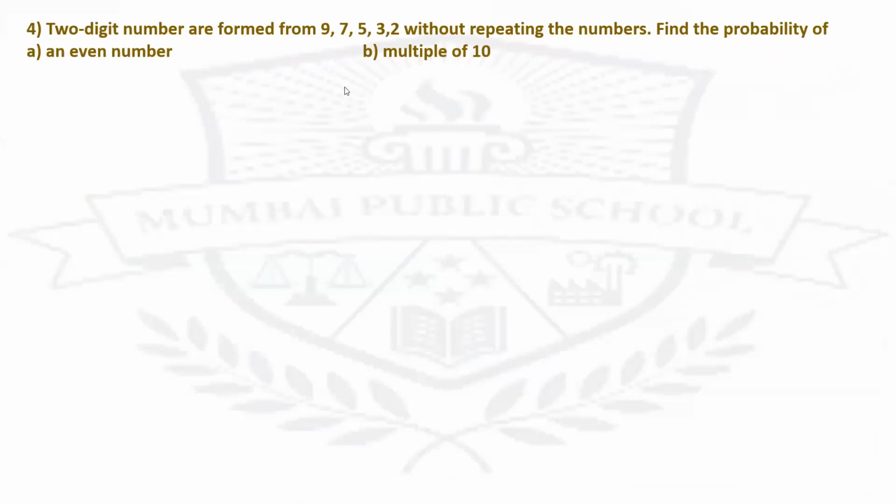The two-digit numbers are formed from 9, 7, 5, 3, 2 without repeating the numbers. Now check here, without repeating. This is very important. Understand? It means the numbers are not going to repeat. Whatever numbers there are, they are not going to repeat.